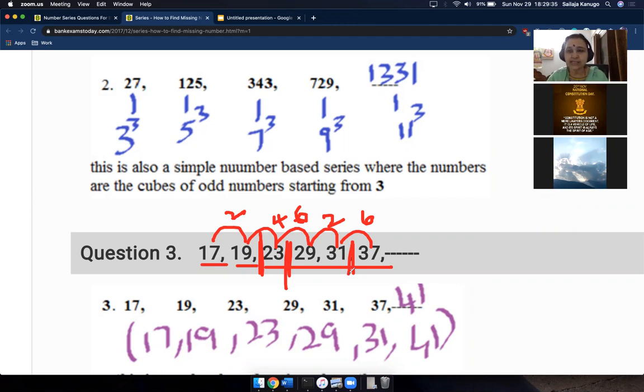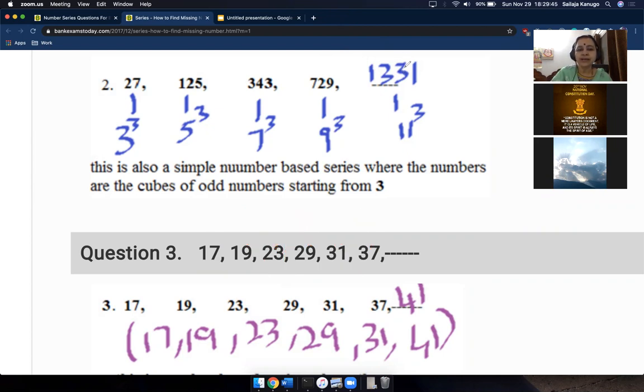So what else is it? Again, when I look at it, all of them are prime numbers. Now we are coming to a series where after 17, the next prime number is 19, and 21 is not a prime number.